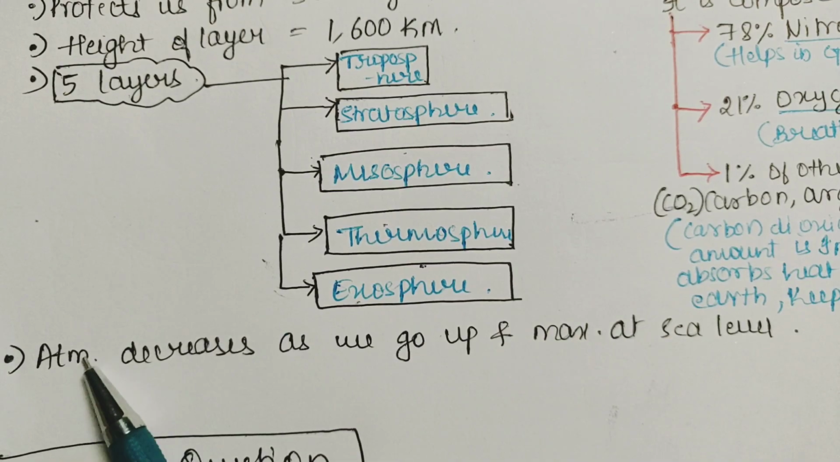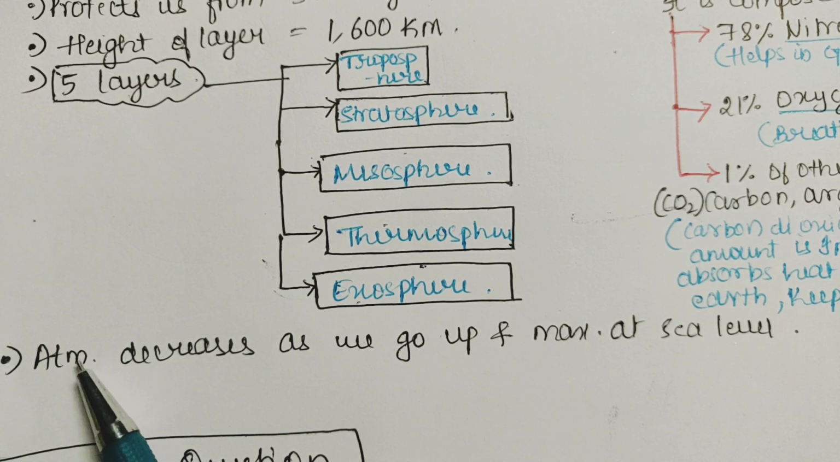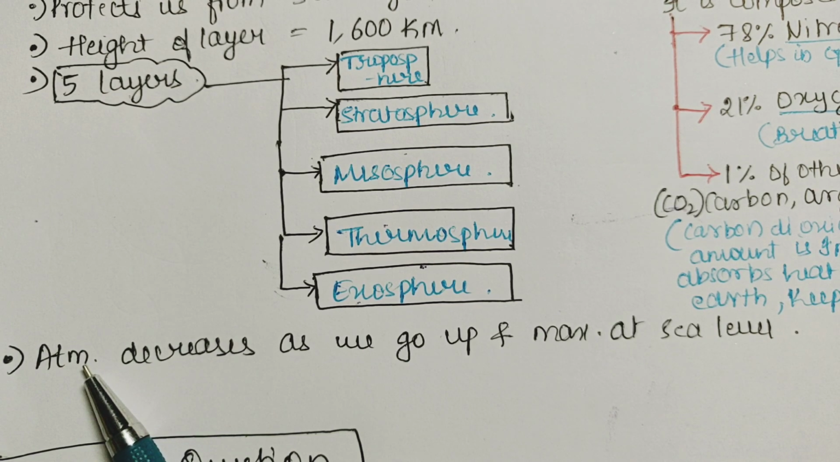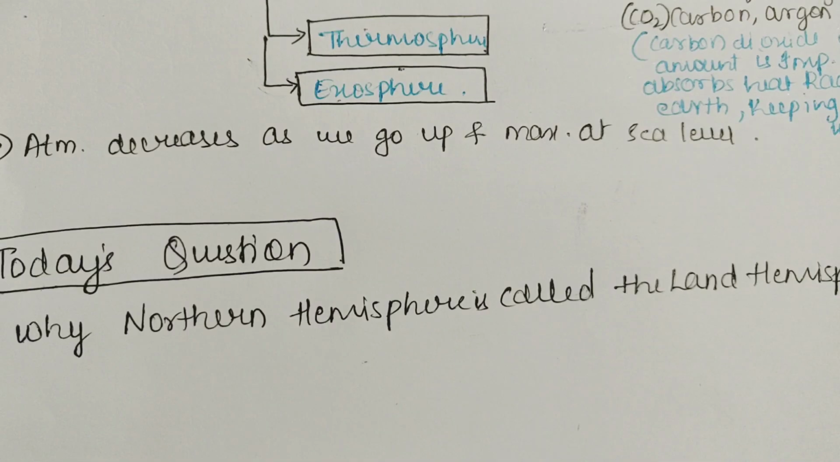The density of atmosphere varies with height. So it is maximum at sea level and decreases rapidly as we go upward, and the temperature decreases as we go upwards. Okay, that's all about today's class.